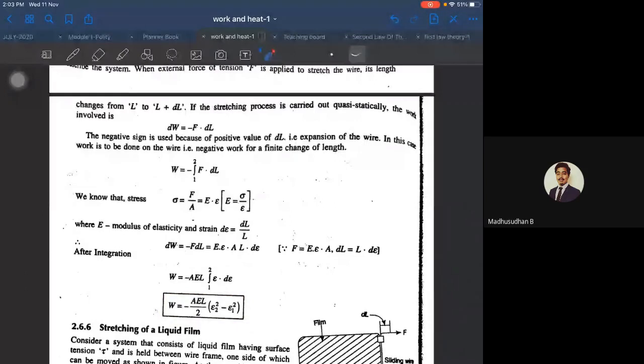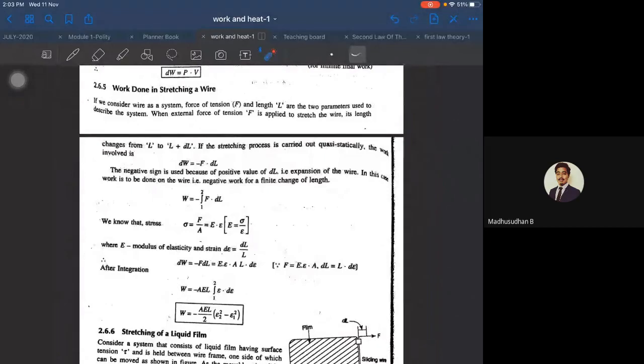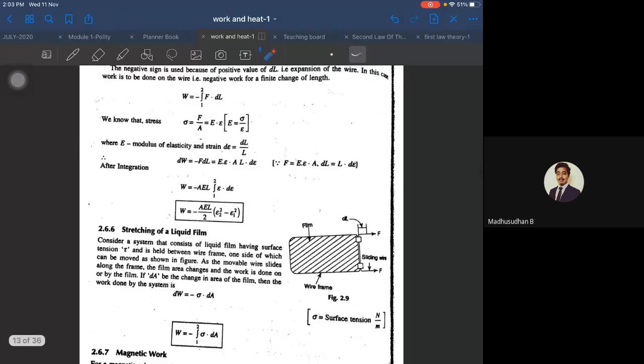Just remember this. It is not used in problems nor elsewhere in the entire BTD, but they have asked a couple of times to derive an expression for the work done in stretching a wire. So it is very easy. Just have a note of it. Do not leave it at any cost during the examinations. It might be asked.